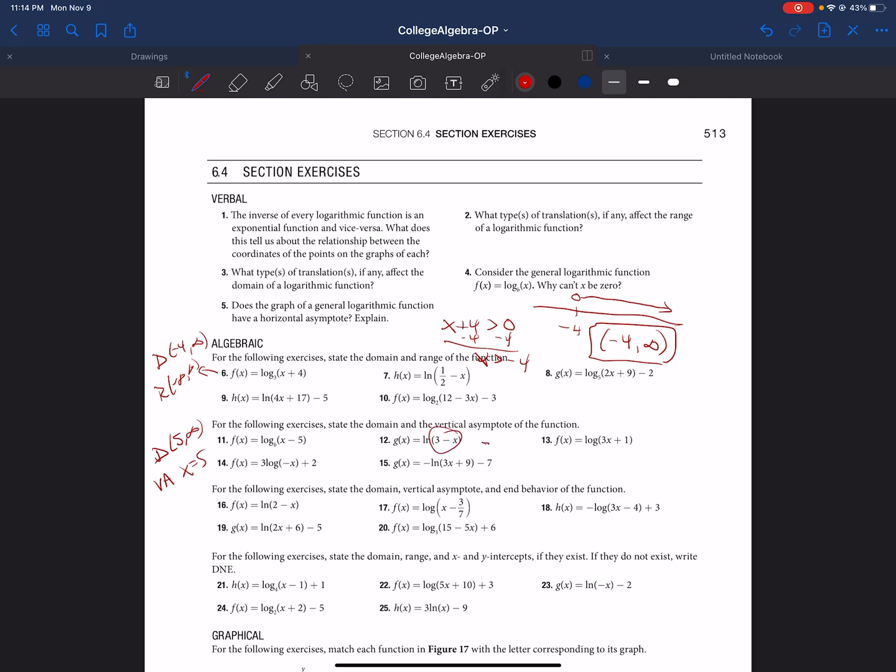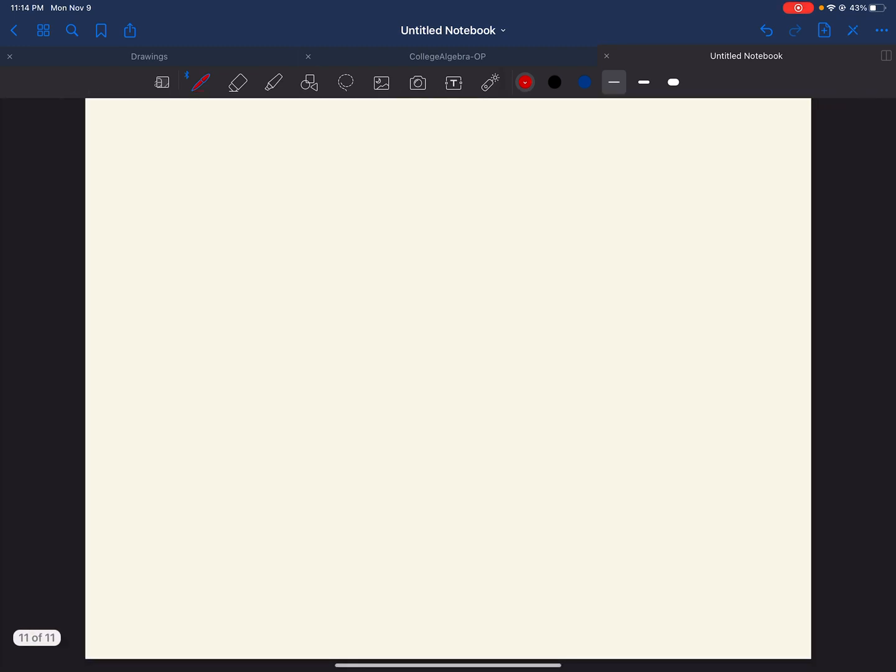In this one, you would set 3 minus x greater than 0. I'm going to show you this one because this is a kind of special one, so watch what happens with that. I'm going to take it over into the notebook. ln of 3 minus x. So watch this now. What we have is y equals ln of 3 minus x.